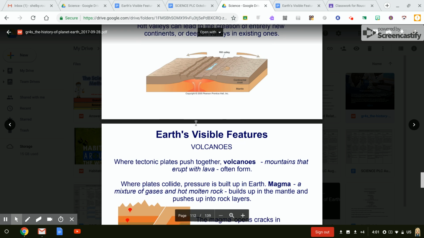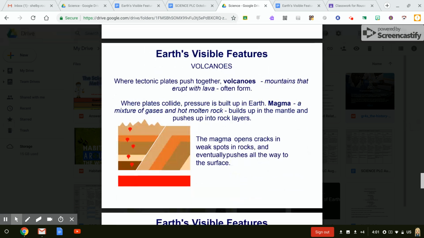And then finally, we have volcanoes. I know a lot of us are very interested in volcanoes. So volcanoes form when tectonic plates push together, and volcanoes are pretty much just mountains that erupt with lava, and where the plates collide, the pressure is built up in Earth, and magma, which is a mixture of gases and hot molten rock, and that's just rock that's so hot that it's kind of liquefied. It builds up in the mantle and pushes up into the rock layers.